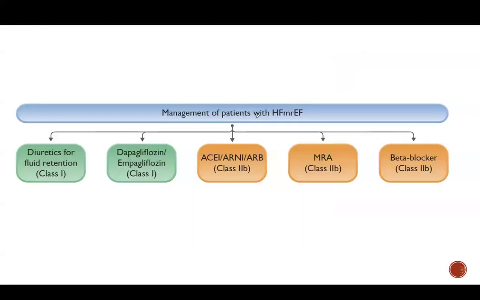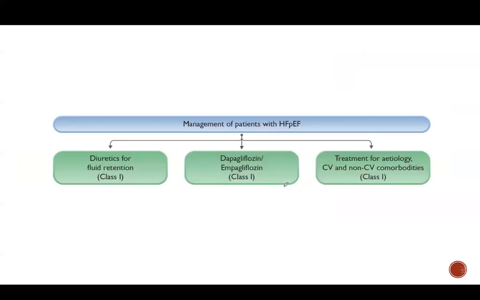So management of patients with heart failure with mildly reduced ejection fraction. Here the class 1 recommendation is diuretics and SGLT2 inhibitors. These have to be compulsorily given. All these three are optional. So management of patients with heart failure with preserved ejection fraction. Diuretics, if there are any symptoms of congestion or fluid retention, and SGLT2 inhibitors, that is a class 1 recommendation. And you have to treat for etiology and cardiovascular and non-cardiovascular comorbidities, that is class 1 recommendation.